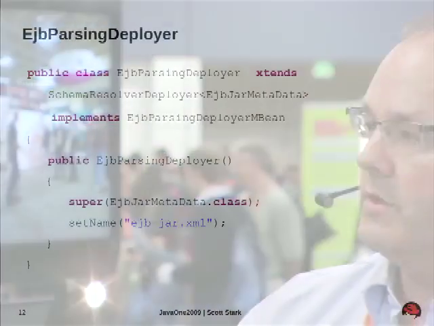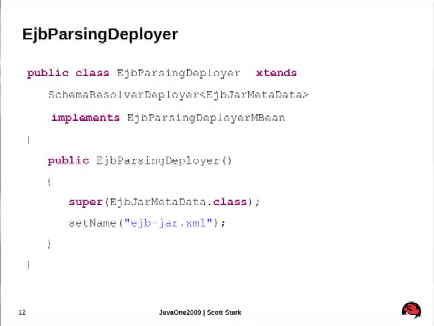Okay. So those are just a couple of examples of how easy it typically is to introduce new metadata via one of those deployers. Here's what our EJB parsing deployer looks like. This is the deployer for the standard ejb-jar.xml metadata model. All it's saying is that I want to register that a metadata file matching this pattern is going to have a schema associated with it. You need to look up that schema and then run the JAXB or JBoss XB parsing to produce the metadata, which is a subclass of EJB jar metadata.